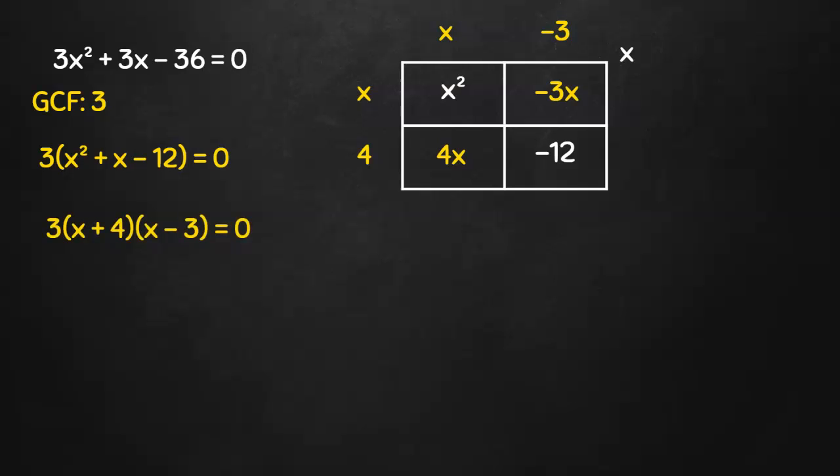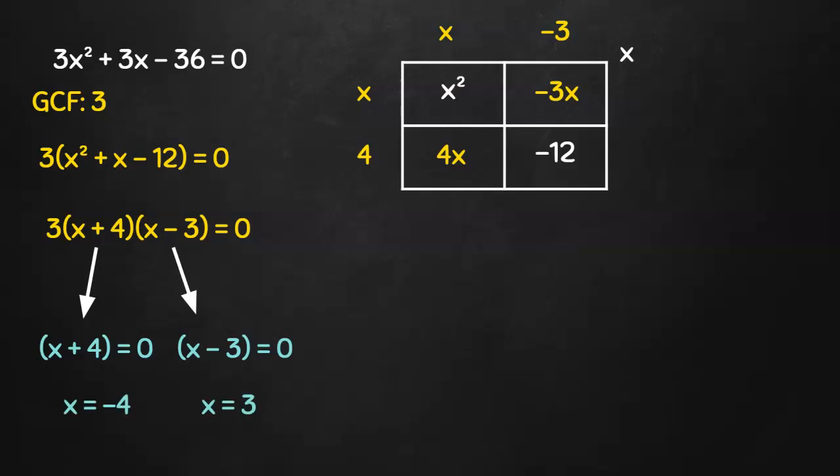Now, notice that I keep on carrying that GCF of 3 on the outside of those factors. Now, when I go ahead and apply that zero product theorem, I'm only applying it to where I have an x. So I have the x plus 4 and then the x minus 3. Solving, I have my first answer as x is equal to negative 4, and then my second answer as x is equal to a positive 3.